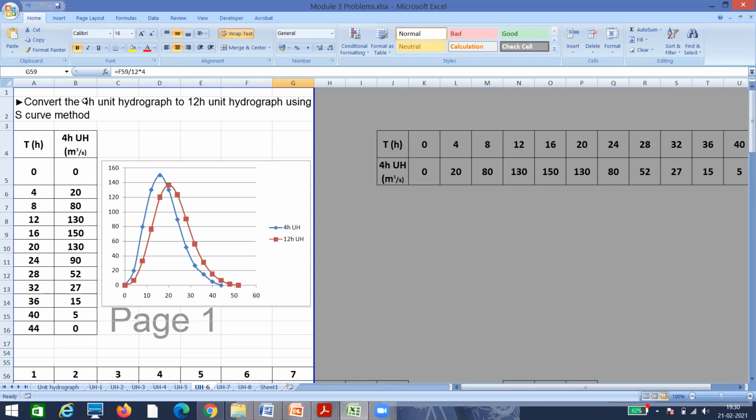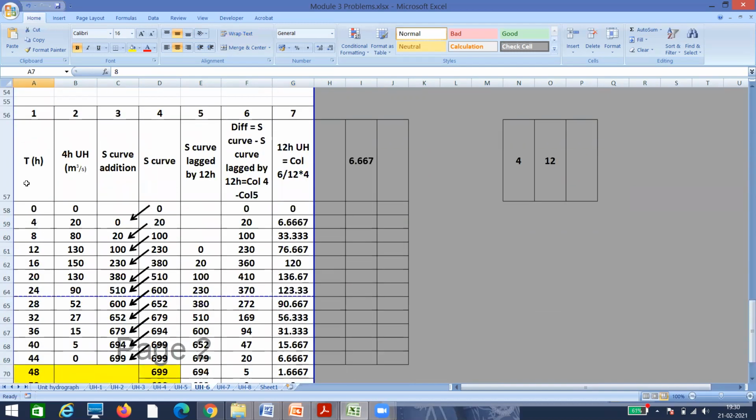So here I'm converting 4 to 12. The ordinates are given for every 4 hours. I have taken down the ordinates, and the time is given for every 4 hours. And this is your 4-hour unit hydrograph. Now the next column I'll have is S-curve addition, and the next column is S-curve.